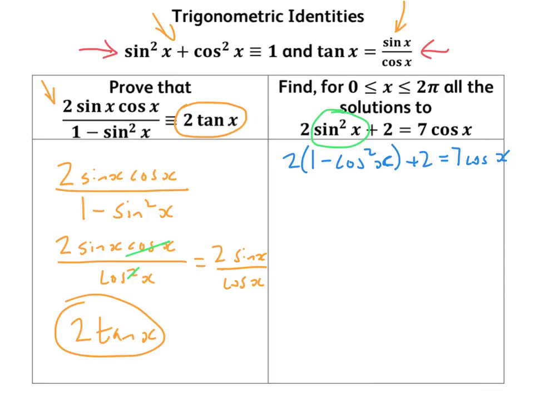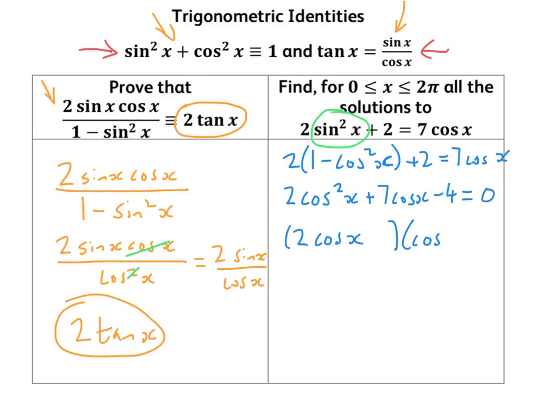Multiply out and simplify, and get everything onto one side. I end up with 2 cos squared x plus 7 cos x minus 4 equals 0. Now, this then factorises. I used to do this by saying, let y equals cos x, and you get 2y squared plus 7y minus 4 equals 0, which was a format I recognised, but you don't have to do that.